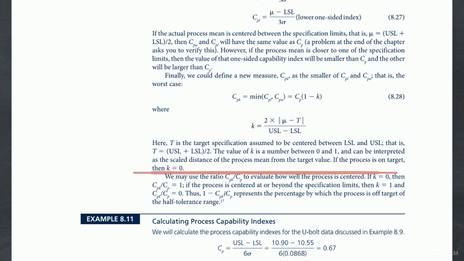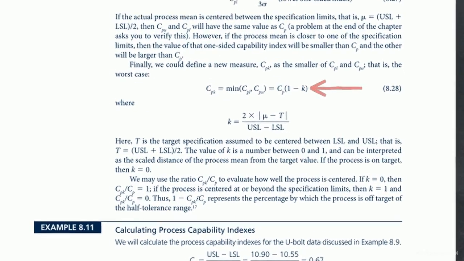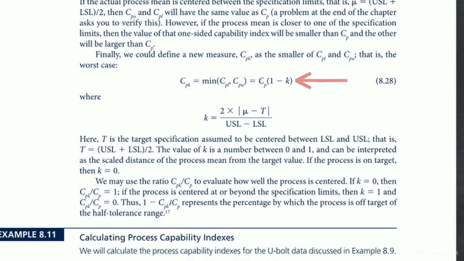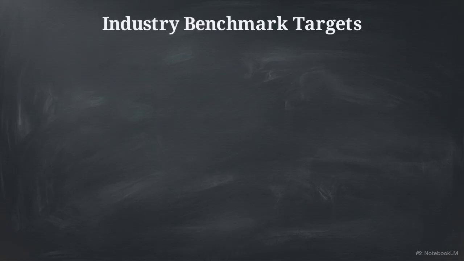This calculates a scaled distance from 0 to 1, where 0 is perfectly centered, and 1 means the mean has shifted completely onto a specification limit. Because of this, CPK and CP are mathematically linked. CPK equals CP times 1 minus K. This proves that actual capability and potential capability are only identical when the process is perfectly centered and K is exactly 0. So, what number should you aim for?